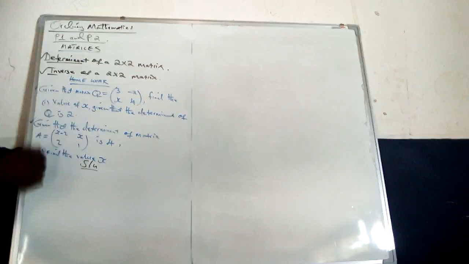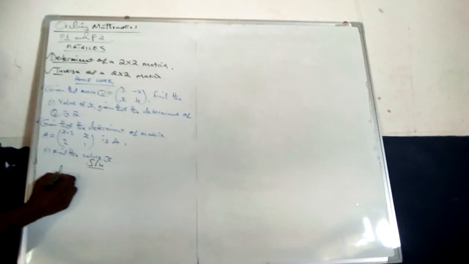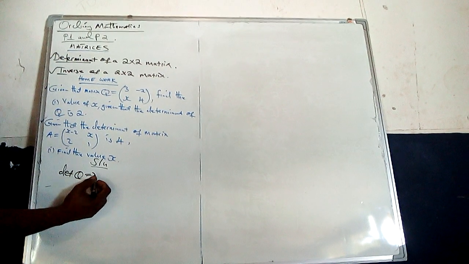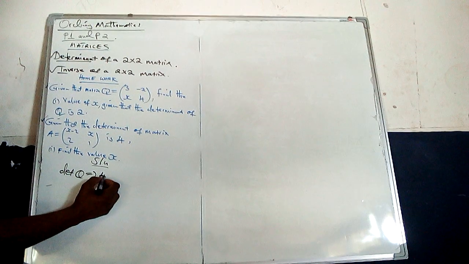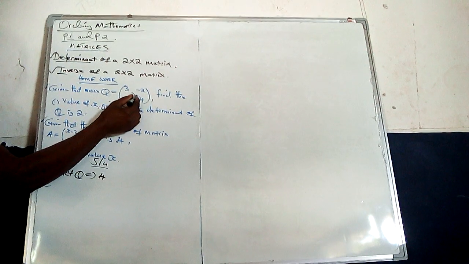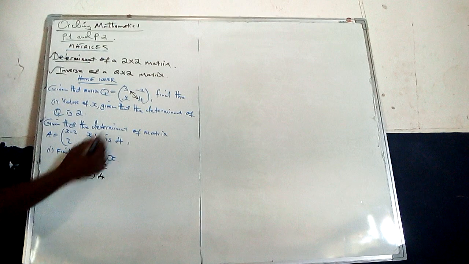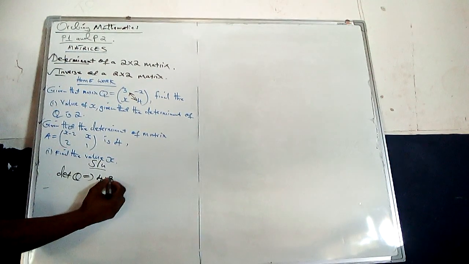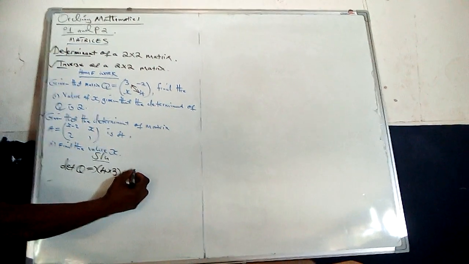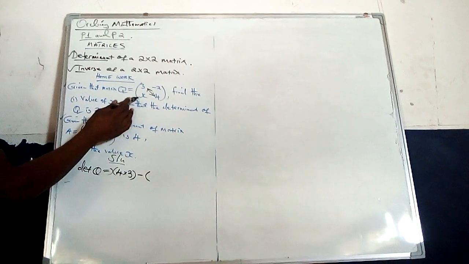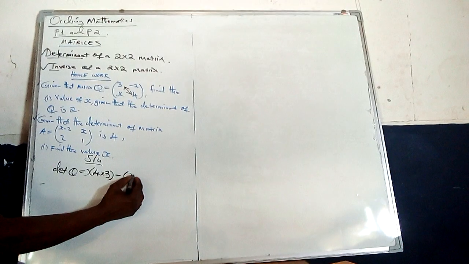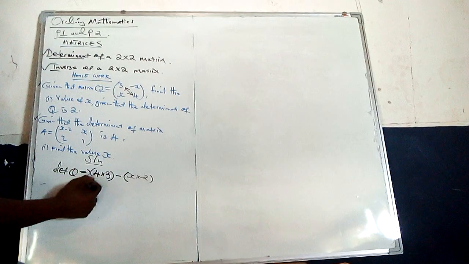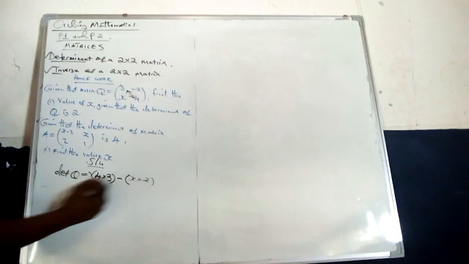We say the determinant of matrix Q can be obtained by multiplying the elements in the major diagonal. In this case, this is the major diagonal here, that we have got a 4 and a 3. We multiply a 4 and a 3. Then of course we subtract the product of the elements in the minor diagonal, and that will be x times minus 2. This is how we get the determinant of the matrix.